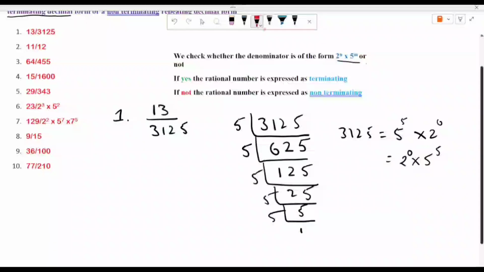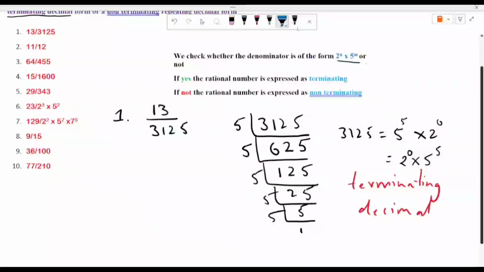So this given decimal is a terminating decimal. How can you say it is terminating? Because the prime factorization of the denominator follows the form 2 to the power of n into 5 to the power of m. We must get only 2 or 5. Remember one thing: if you get a prime other than 2 and 5, then it will be a non-terminating decimal. Remember that.